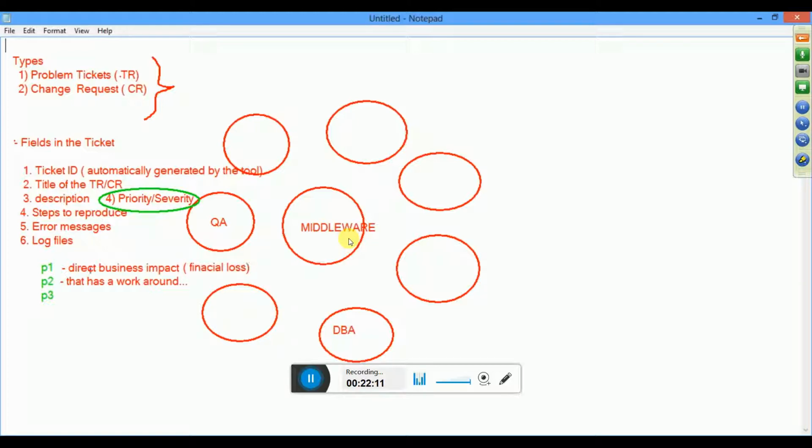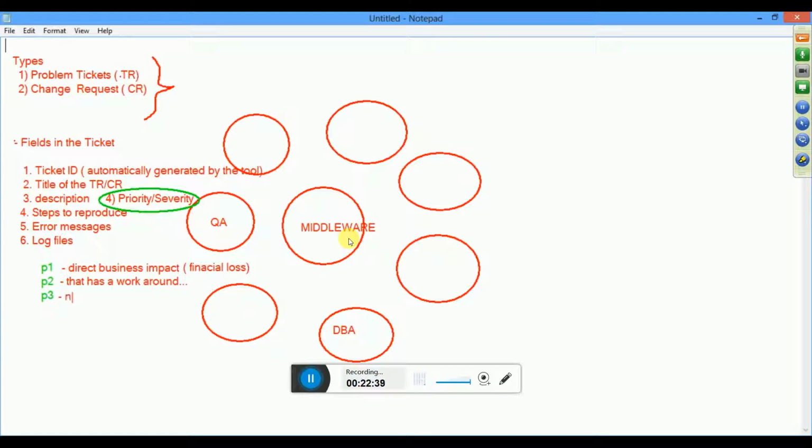Here the same problem, let's say there are 3 servers and out of the 3 servers 1 server failed. If 1 server failed, it's a P2 because the other 2 servers are still running. If all the 3 failed, it's a P1. Means if there is a workaround, usually it's a P2. If all the employees, now if it has a direct business impact, it is a P1.